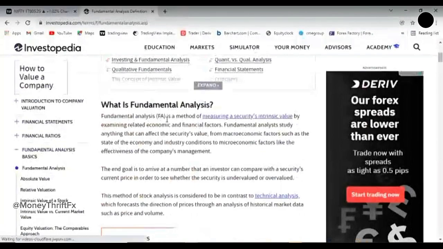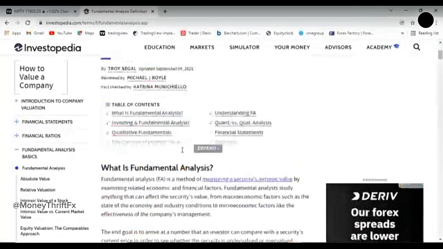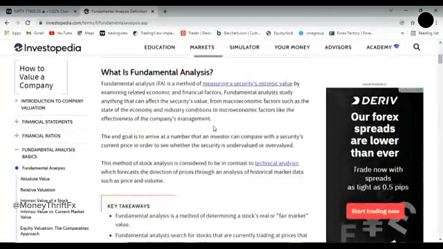Fundamental analysis, also known as FA, is a method of measuring a security's intrinsic value by examining related economic and financial factors. Fundamental analysis studies anything that can affect the security's value, from macroeconomic factors such as the state of the economy and industries, and all those big grammar that they're trying to blow there just to explain something very simple. You get? So in essence, what they're trying to say is that fundamental analysis is just a method of identifying trading opportunities, or a method of identifying the value of a particular asset.